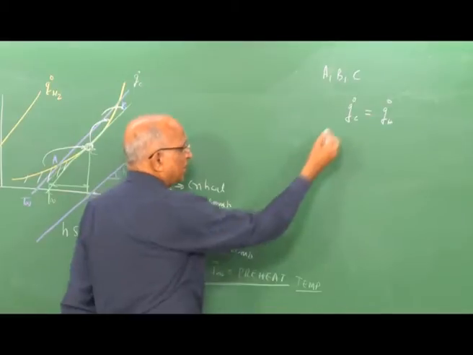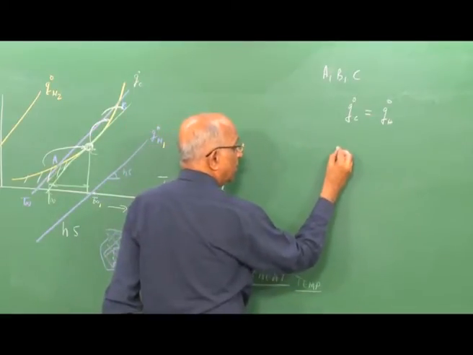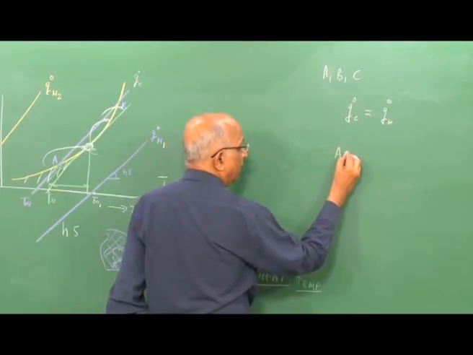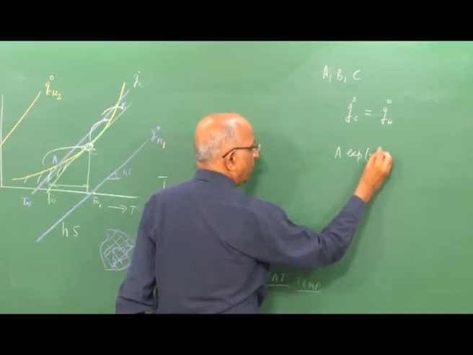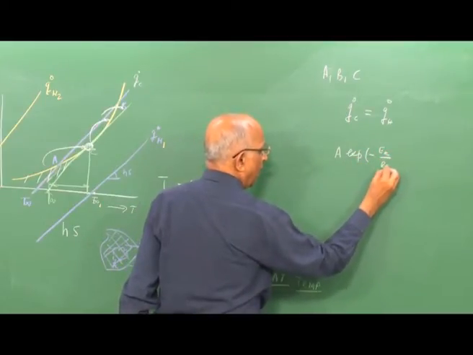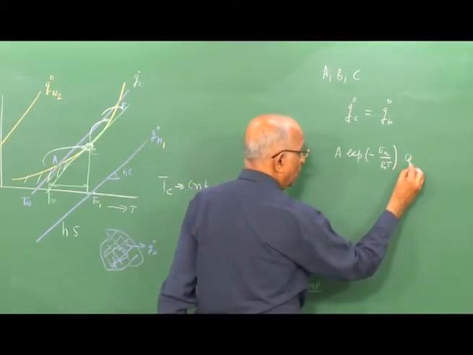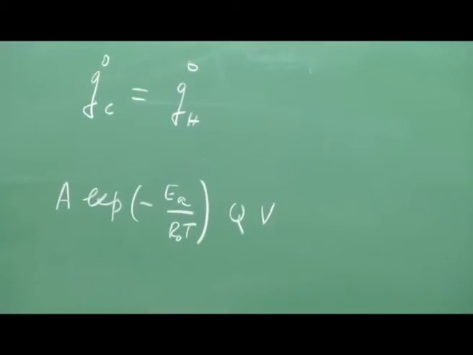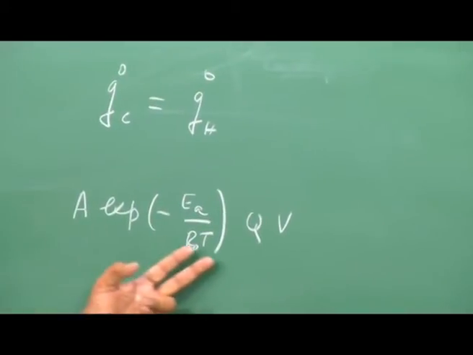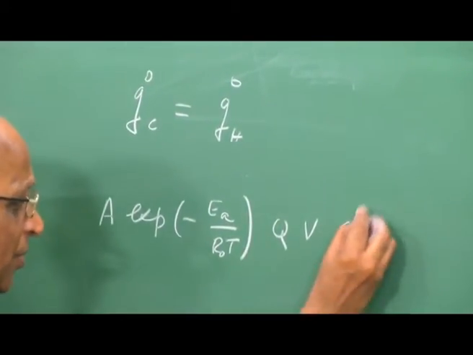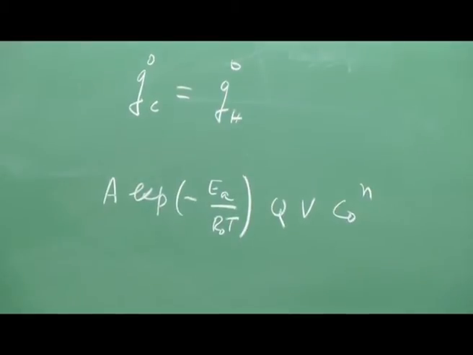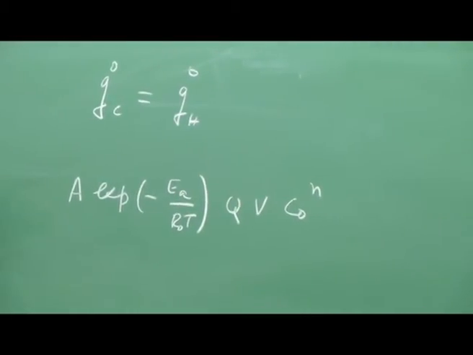We have the expression available for Qc: A into exponential of minus EA by R0 T, into the value of Q, the value of V, and the initial concentration to the power n. This is the heat release by chemical reactions.